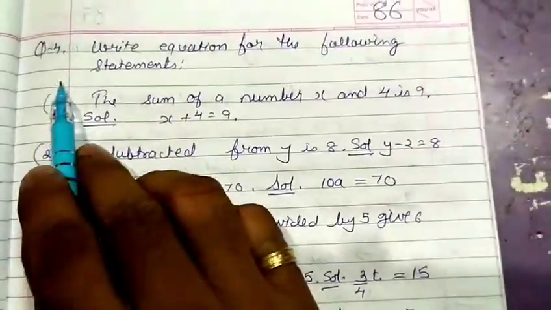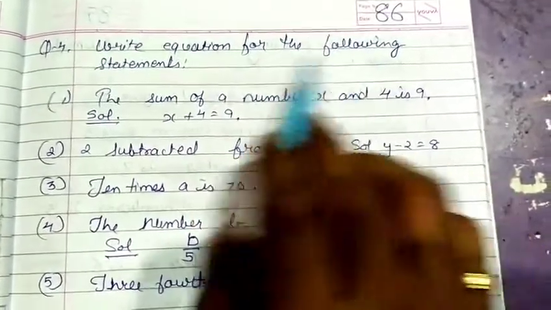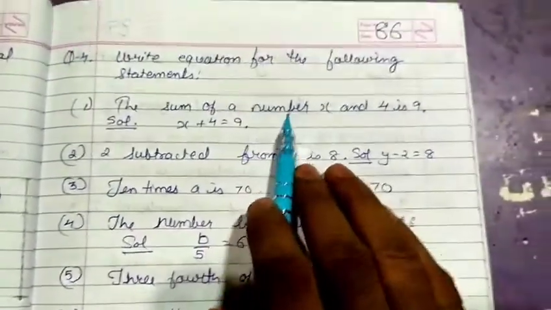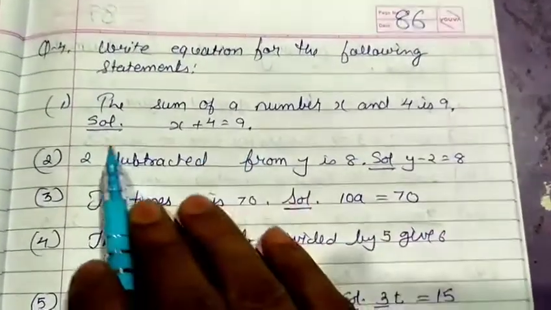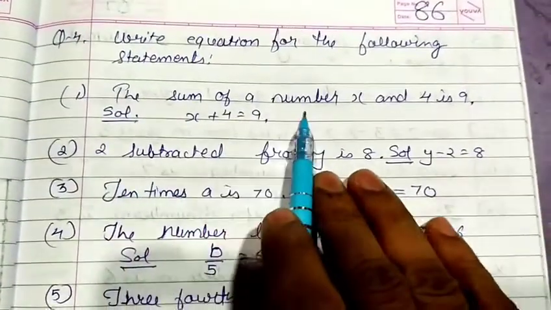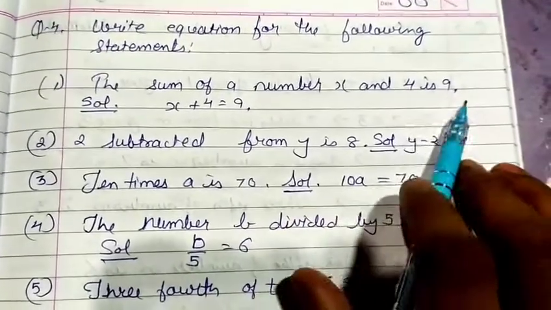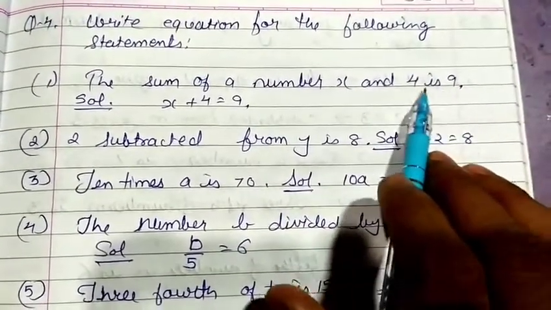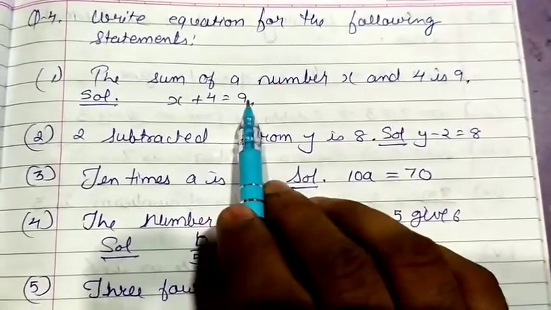Let us see question number 4. Write an equation for the following statements. Now dear student, here statements are given, and from them we have to form an equation. Now the first one is: the sum of a number x and 4 is 9. Sum of a number x and 4 means x plus 4 is 9, that means equals 9. So write down x plus 4 equals 9.